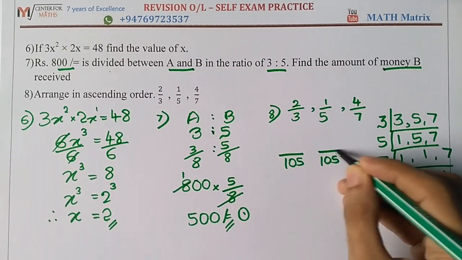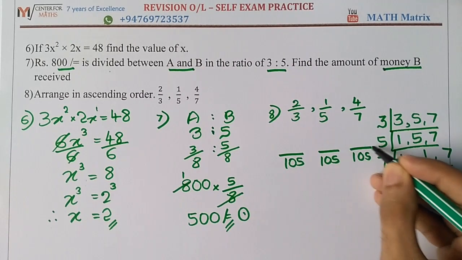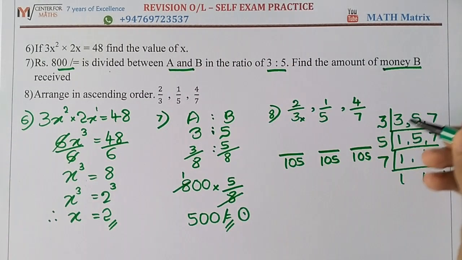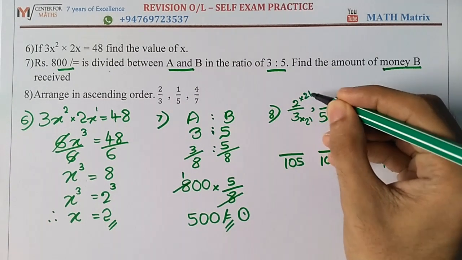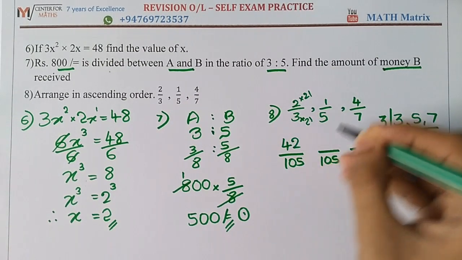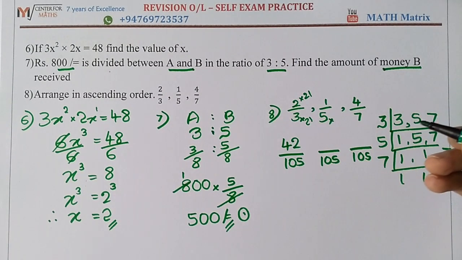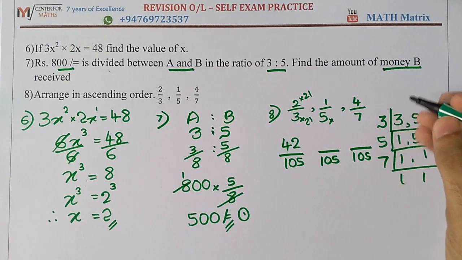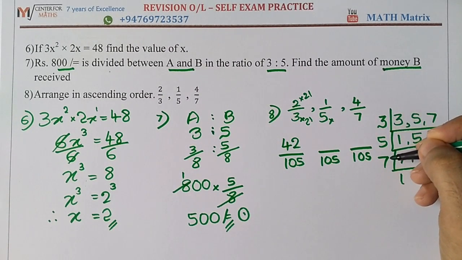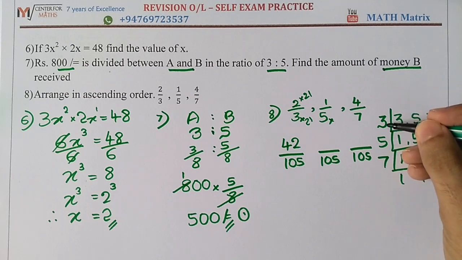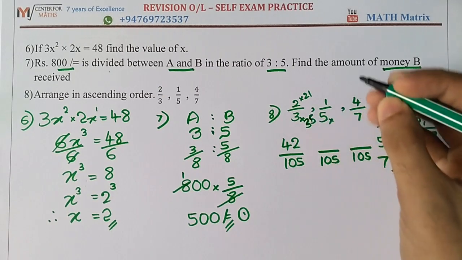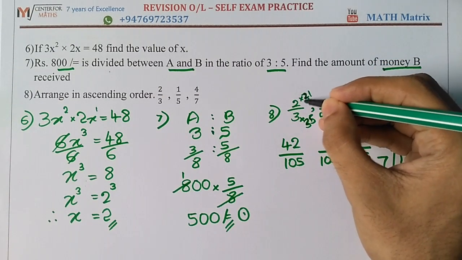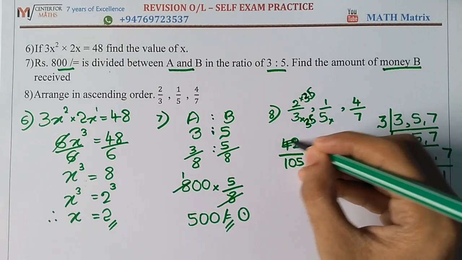So we have to take them all to 105. We'll see. Okay, 3 times. Yes, 3 we have to multiply by 7 5s are 35, so 35 2s are 70. And 5 times to obtain 105, we have to multiply 3 7s are 21. 21 1s are 21 itself.